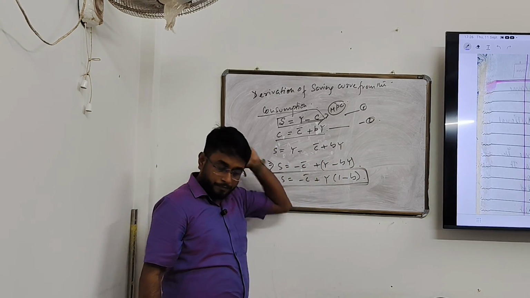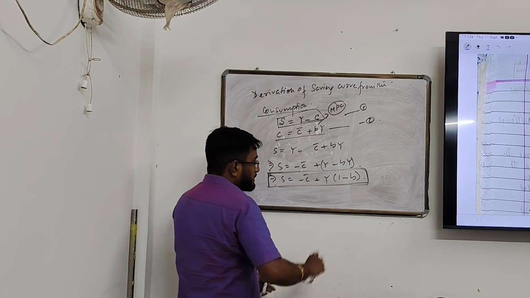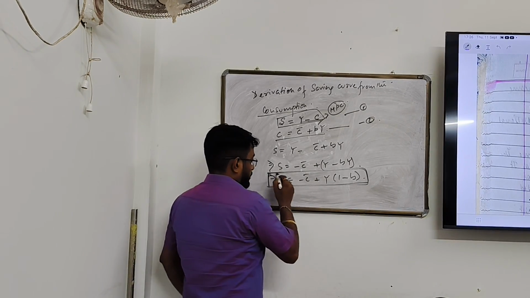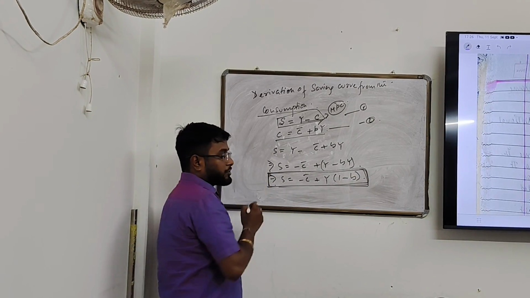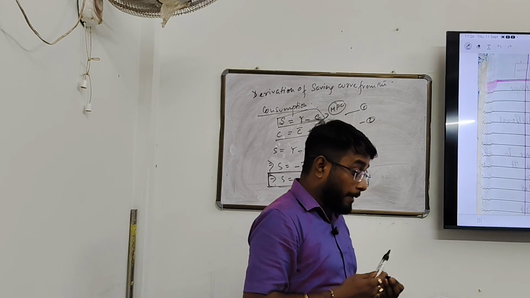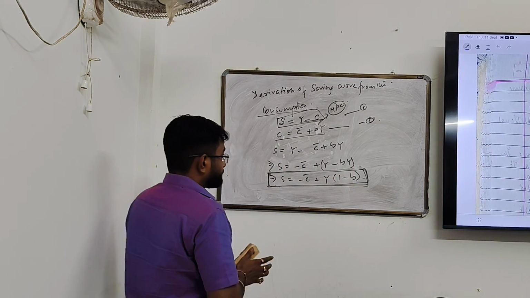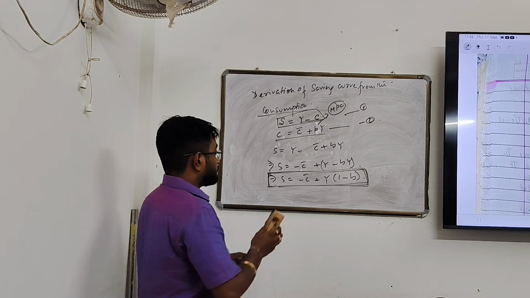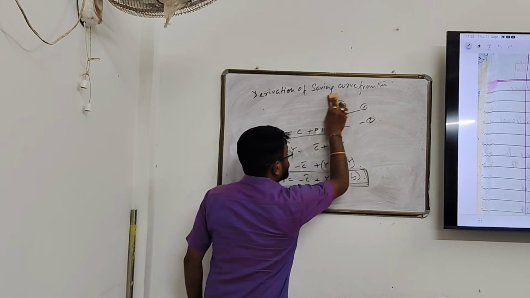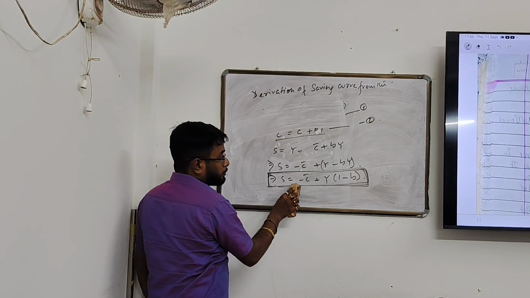Understood? Now simple thing. So this is the final savings function equation. If you want the mathematical derivation of how the savings function looks, then this much is sufficient. Am I clear? Now let's go to these two equations, and this is very important.